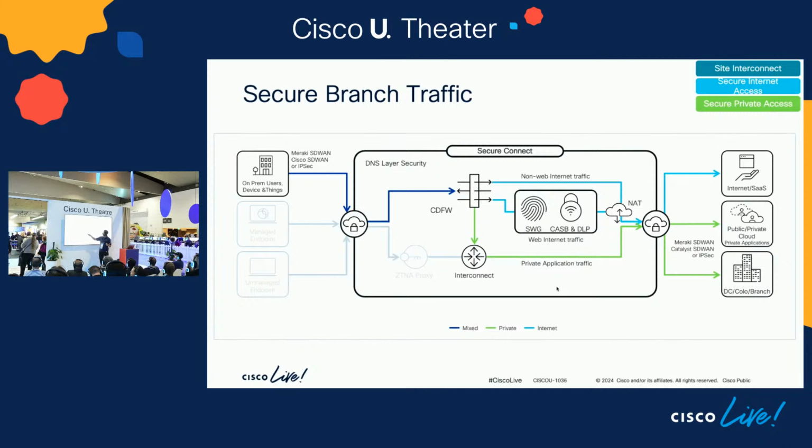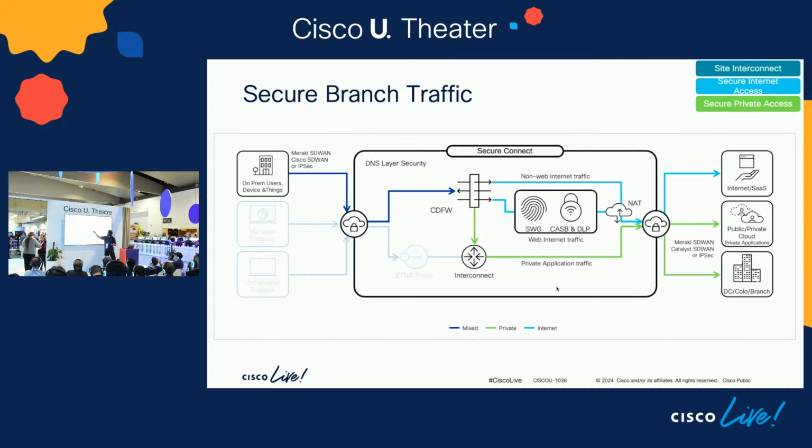Once we receive the traffic, it will first be evaluated by our cloud delivered firewall. Sorry for the acronym, CDFW. It stands for cloud delivered firewall. Once we receive the traffic, it will be evaluated against layer 3, layer 4, layer 7 security rules with IPS enabled. And from there, there could be two possibilities.